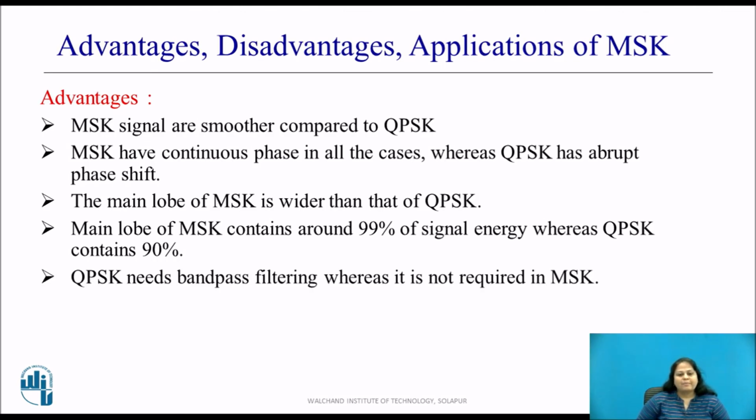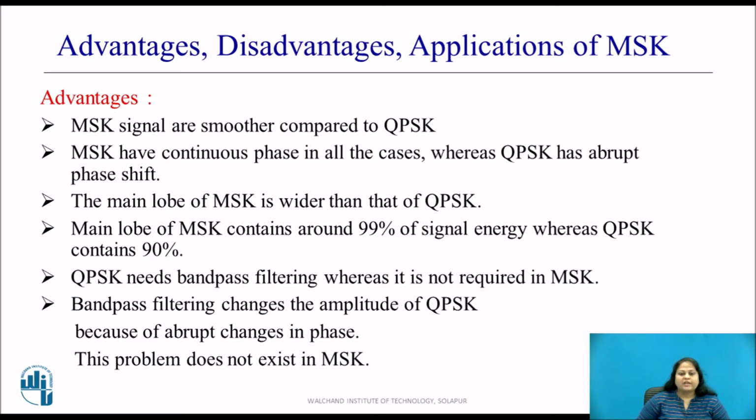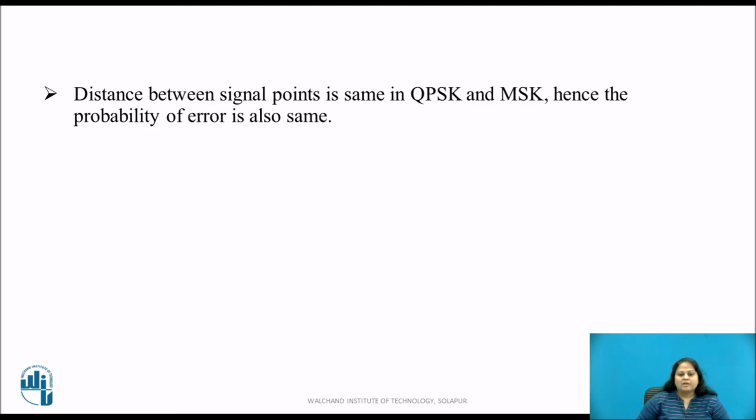QPSK needs bandpass filtering, whereas it is not required in MSK signaling. Bandpass filtering changes the amplitude of the QPSK signal because of abrupt changes in the phase. This problem does not exist in MSK. The distance between the signal points is the same in QPSK and MSK. Hence, the probability of error is also the same.